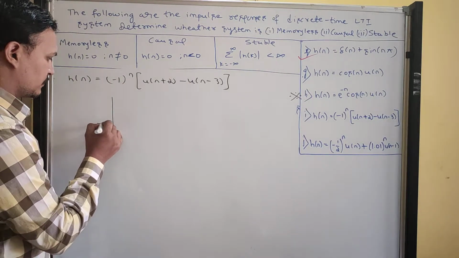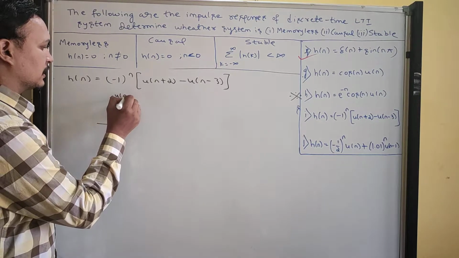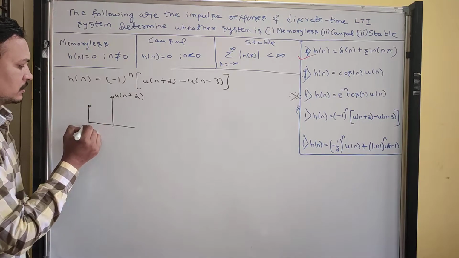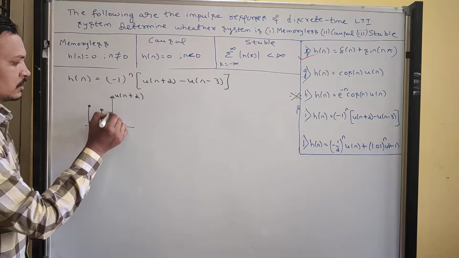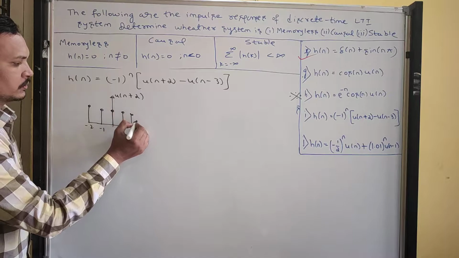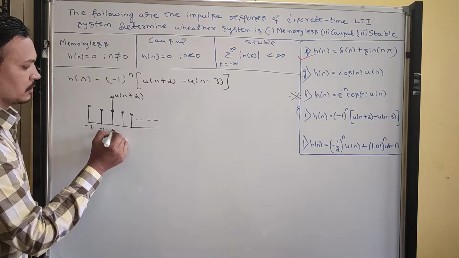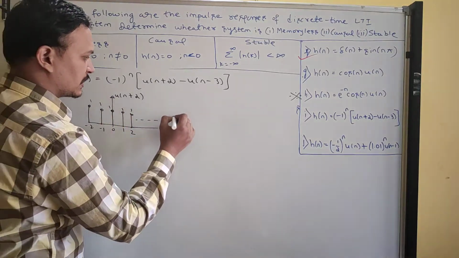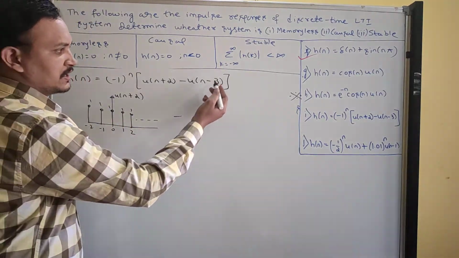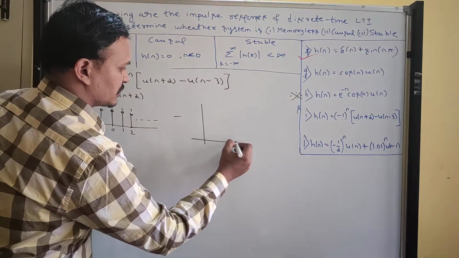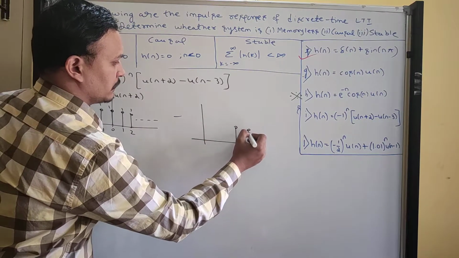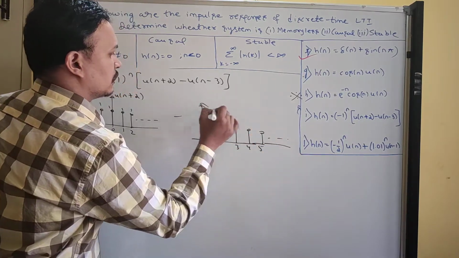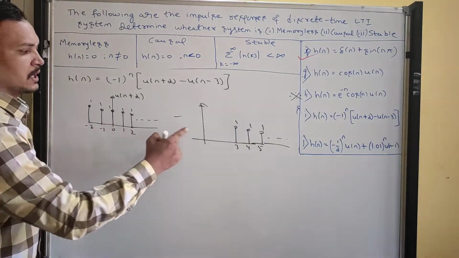By sketching, u[n+2] I will sketch separately. It starts from -2 onwards: -2, -1, 0, 1, 2, and goes till infinity. This is u[n+2], subtracted by u[n-3]. It is a right shift: n-3 means it starts from 3, so 3, 4, 5 till infinity, having magnitude 1. Now subtract these two.